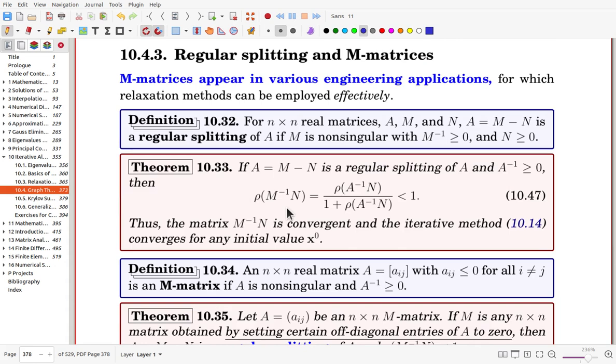Okay, now we'll continue some more theory. This portion is not related to your computation. However, it's quite important in engineering applications. The so-called M matrices appear in various engineering applications. For those matrices, the relaxation methods can be employed very effectively. Here, effectiveness means convergence and also some efficiency.